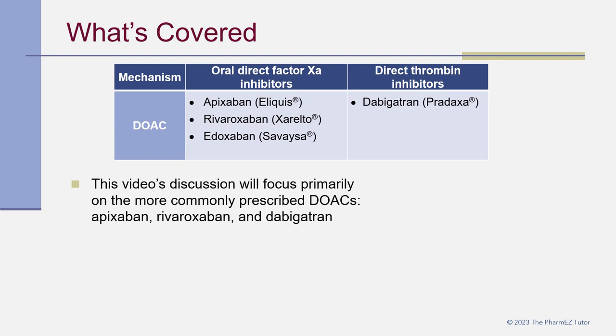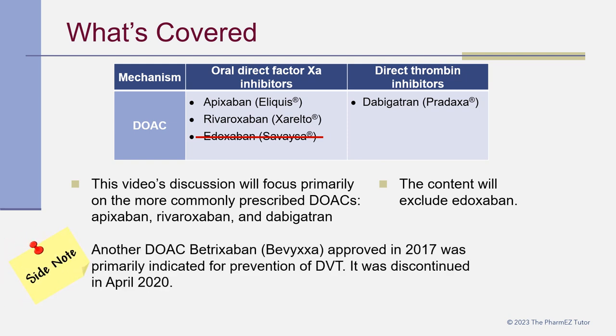This video's discussion will focus primarily on the more commonly prescribed DOACs, apixaban, rivaroxaban, and dabigatran. The content will exclude edoxaban. As a side note, another DOAC, betrixaban or Bevyxxa, approved in 2017, was primarily indicated for prevention of DVT. It was discontinued in April of 2020.